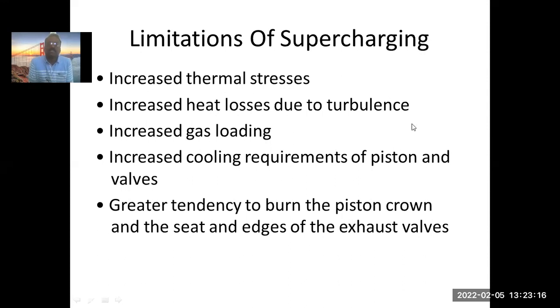One of the most important points. What do you mean by this statement? Can anybody justify the statement, increased heat loss due to turbulence? What is turbulence?